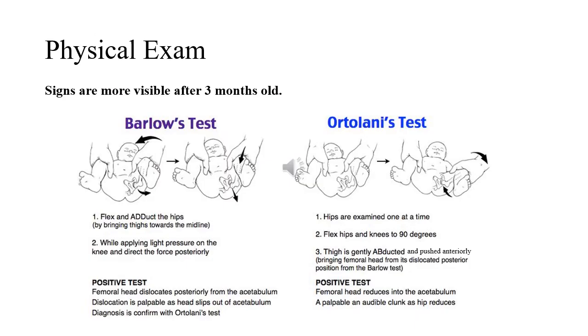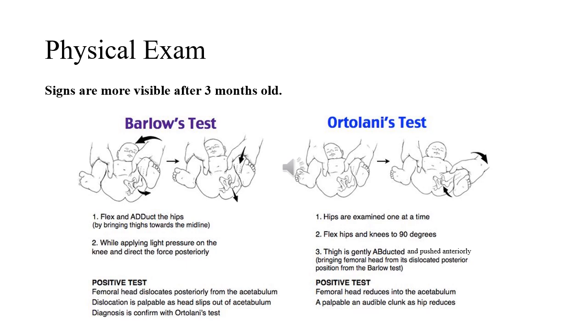Now we'll speak about physical examination. These are two of the important tests when we examine a baby for DDH. The one on the left is the Barlow test, which is basically trying to check the stability of the hip joint and trying to get the ball to dislocate out of the socket. In a normal baby, the hip should be stable and should not sublux or dislocate. But in a baby with DDH, the ball can easily be pushed out of the socket.